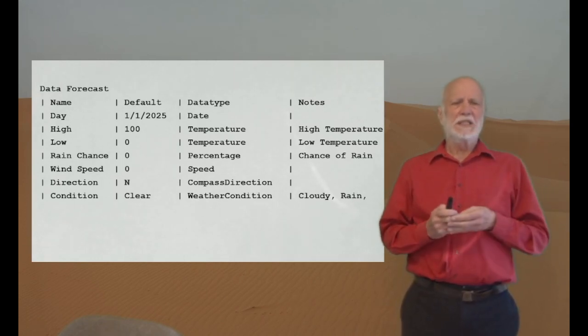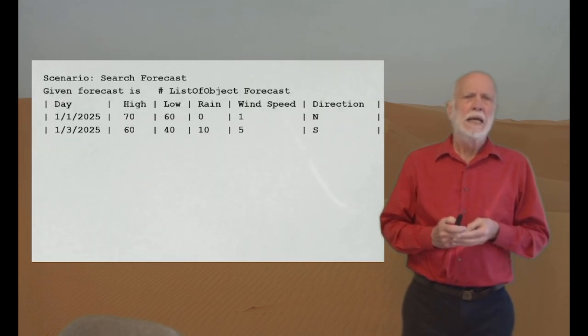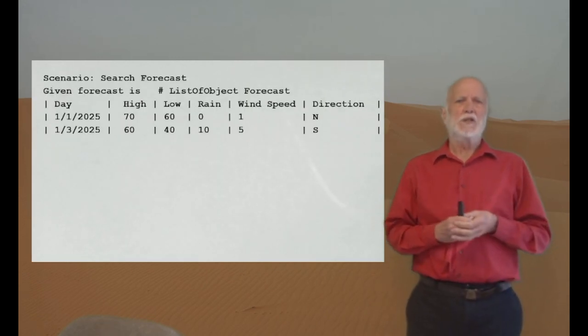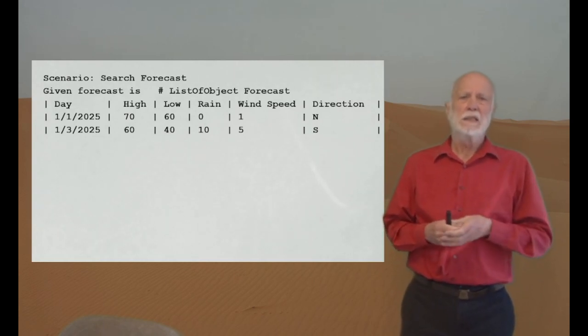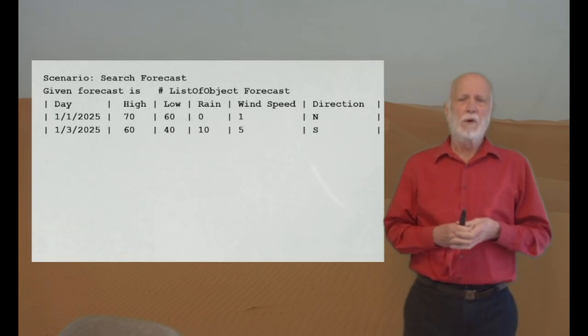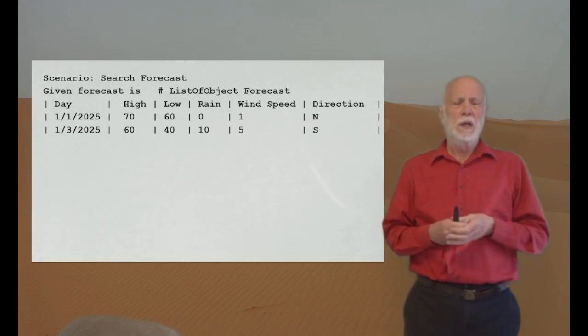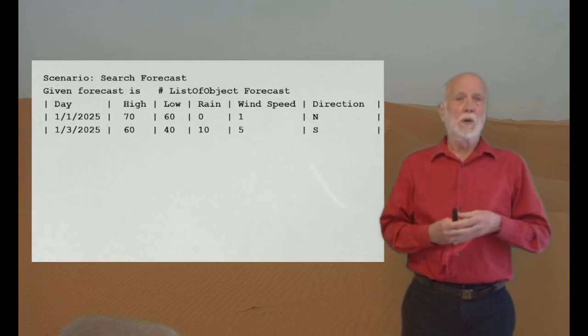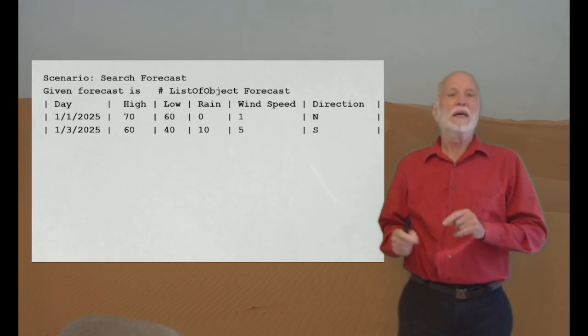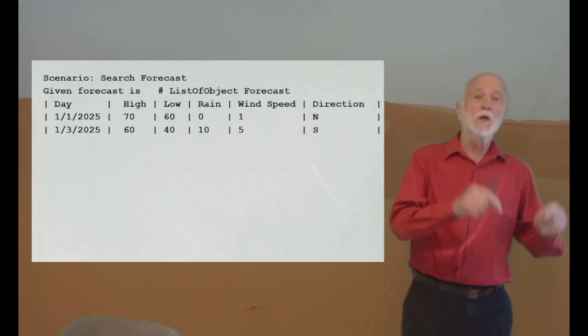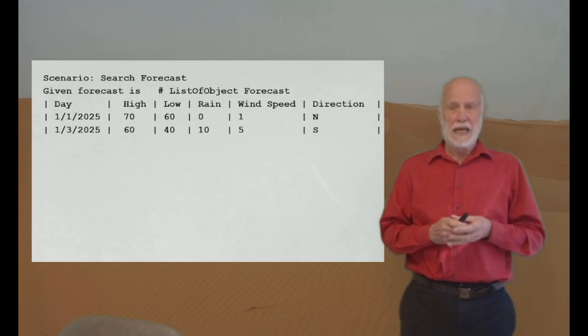Now let's use this data forecast. Here is a scenario, search forecast. So given the forecast is a list of objects of that forecast type that we just showed, and we can list the whole set of forecasts, each of which must correspond correctly to the domain-specific data type.